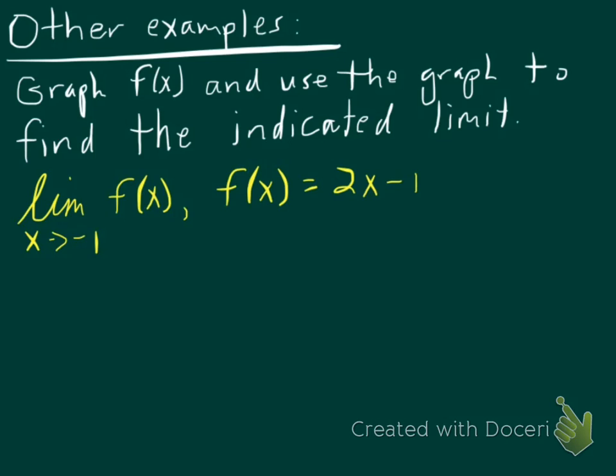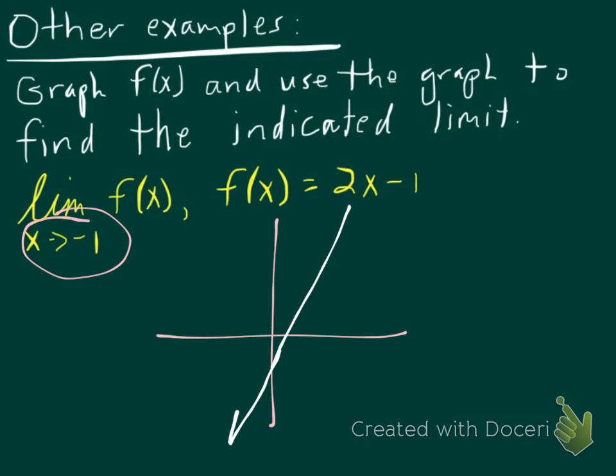Graph f of x and use the graph to find the indicated limit. Alright, so these are pretty easy because we know how to graph these functions pretty well. We want the limit as x approaches negative 1, and so when we graph 2x minus 1, let's use white. 2x minus 1 has a slope of 2 and a y-intercept of negative 1. But where, though, is the graph of the function when x is negative 1? So we can see nothing major is going on in this function. We can see it's a continuous graph. We can see that there are no holes in it or anything like that.